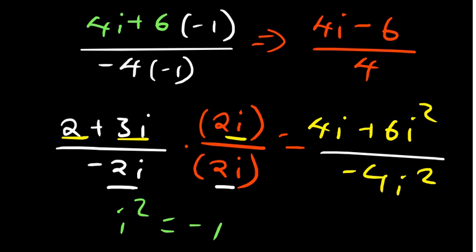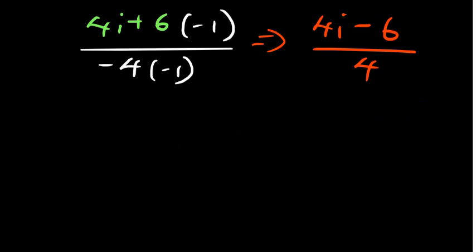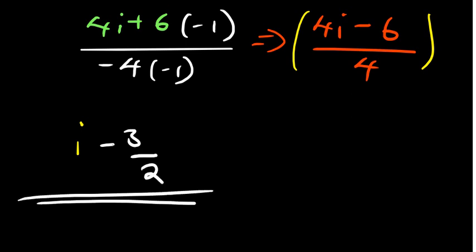Do we agree? So 4i divided by 4 is what? It's i, right? The negative 6 divided by 4 is what? I don't want decimals. What's the highest common factor? Are we okay there?